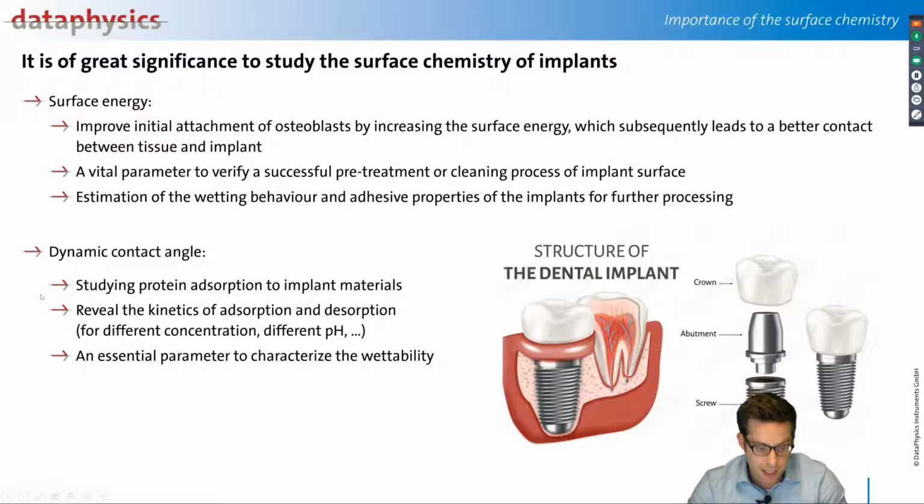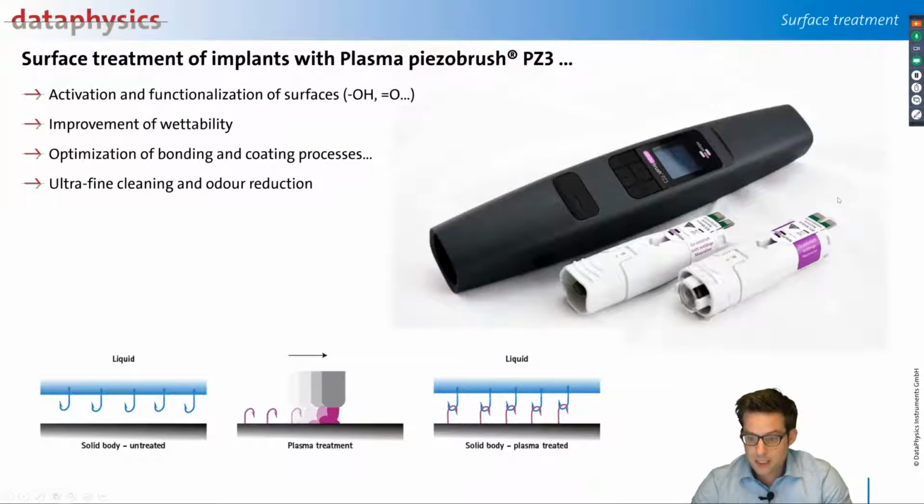Then the second parameter I had showed you, the contact angle or the dynamic contact angle, is very important because this can give us an indication of how well the protein adsorption on the implant material is, and it can also give us a parameter for how wettable the surface of the implant is. Okay, so if we keep this in mind, then we go to the tool that we had from Relyon Plasma and still use it now.